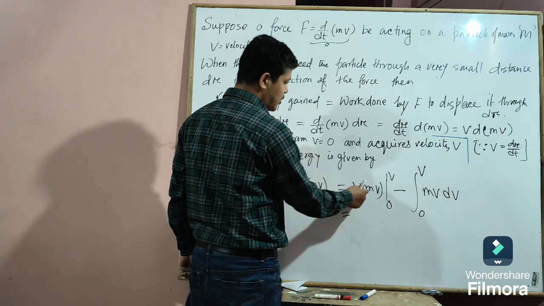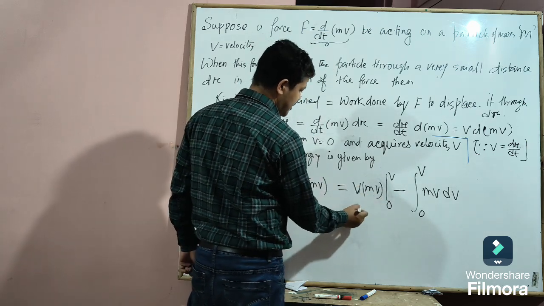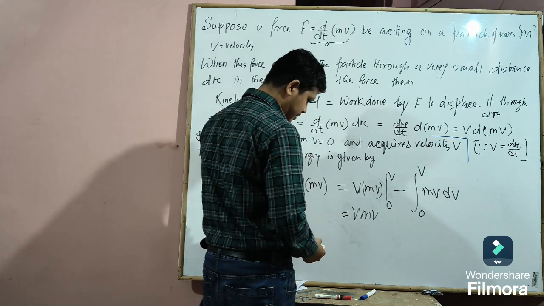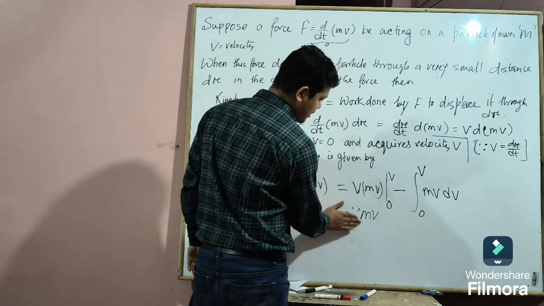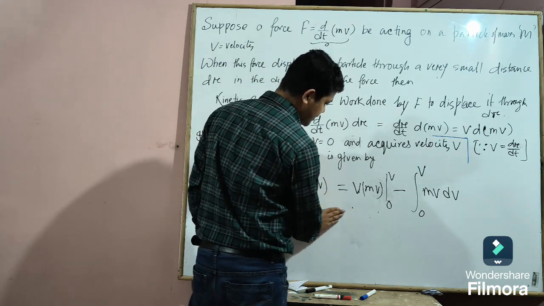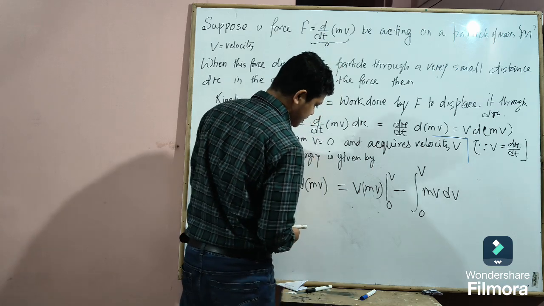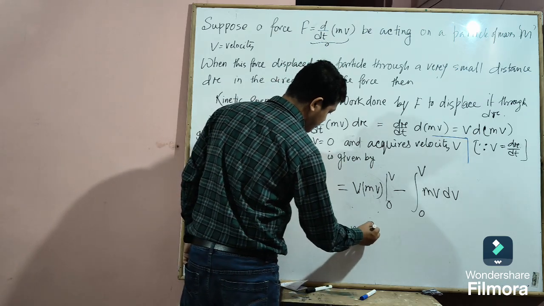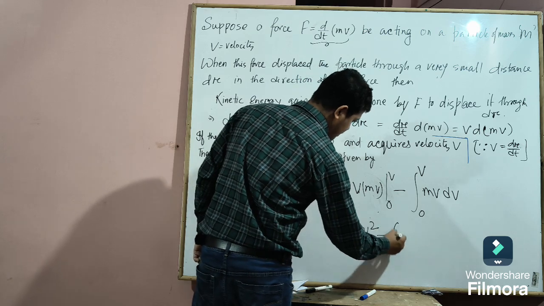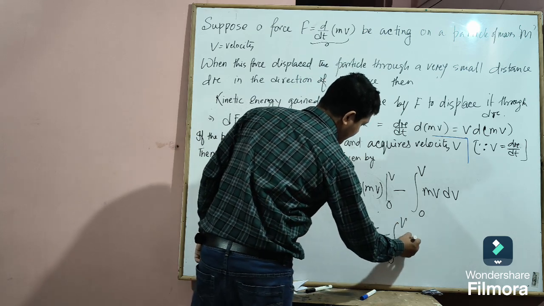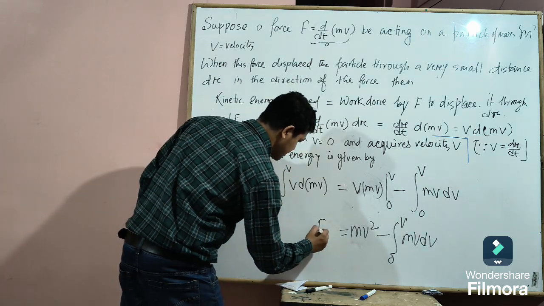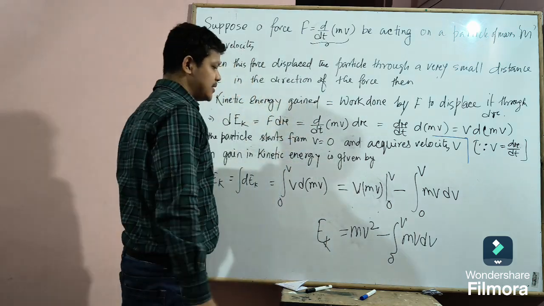If you put the upper and lower limits here, that's gonna be v into v, again we're gonna get v square, right? So that's why we can write m v square minus integration from 0 to v mv dv. So this is what we're gonna get. This is kinetic energy, right?